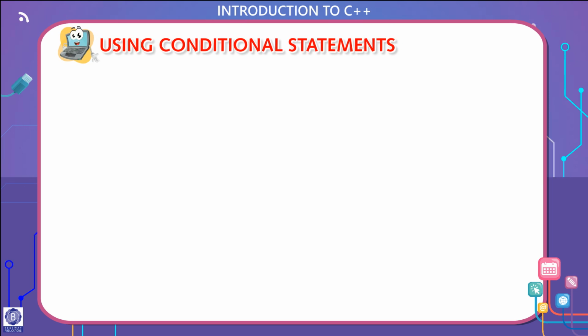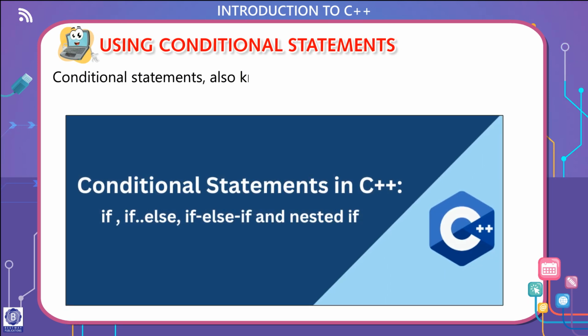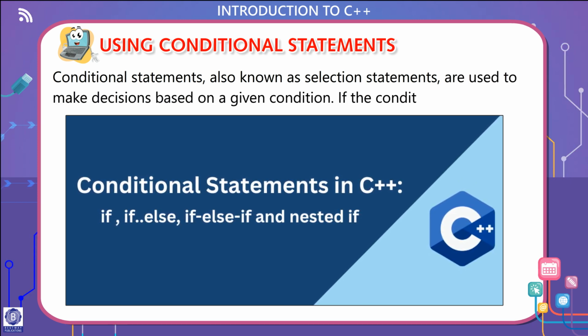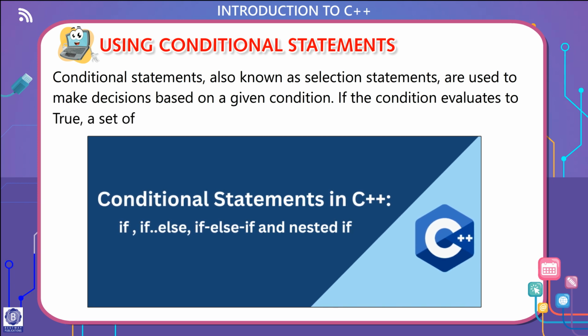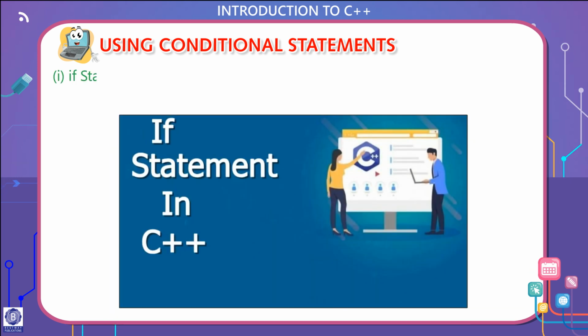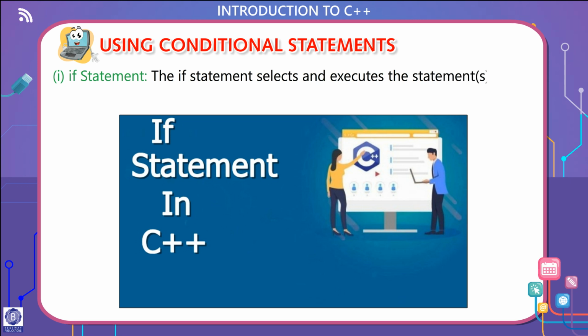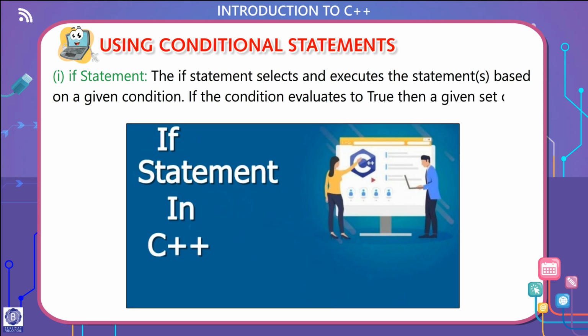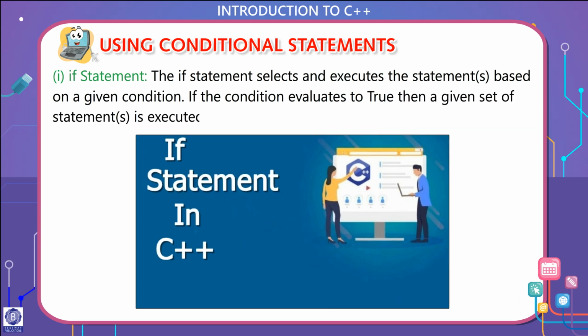Using conditional statements. Conditional statements, also known as selection statements, are used to make decisions based on a given condition. If the condition evaluates to true, a set of statements is executed, otherwise, another set of statements is executed. If statement. The if statement selects and executes the statements based on a given condition. If the condition evaluates to true, then a given set of statements is executed.